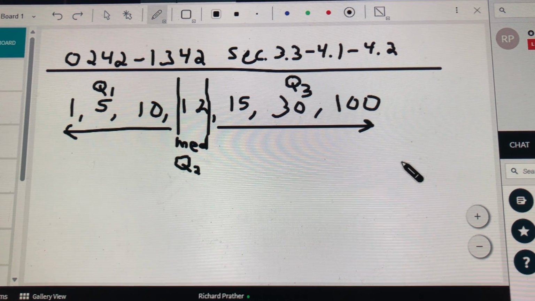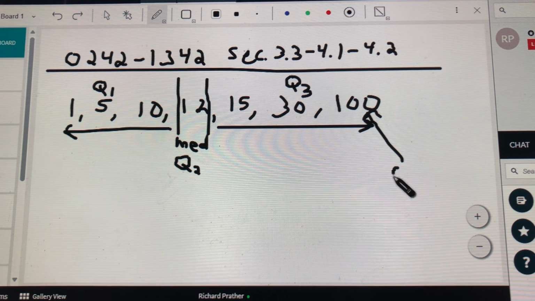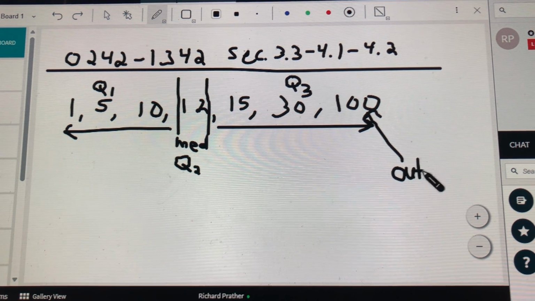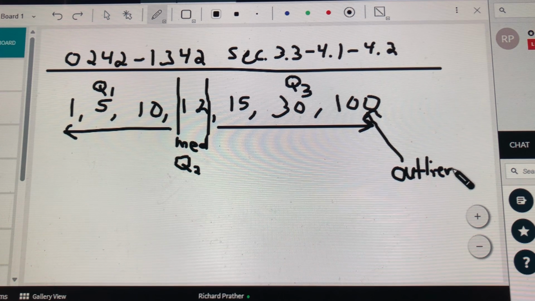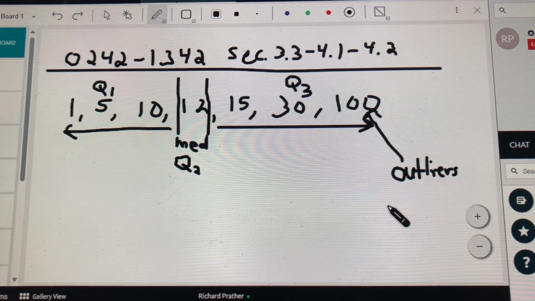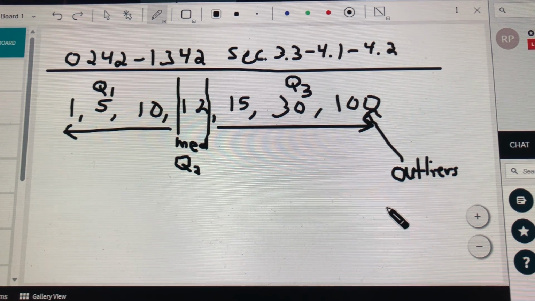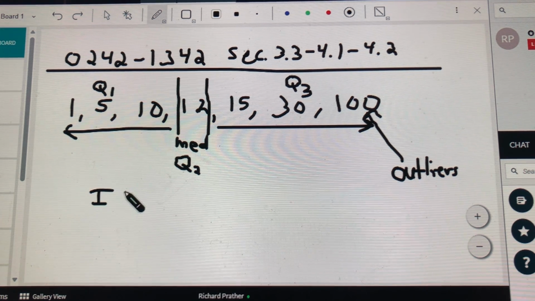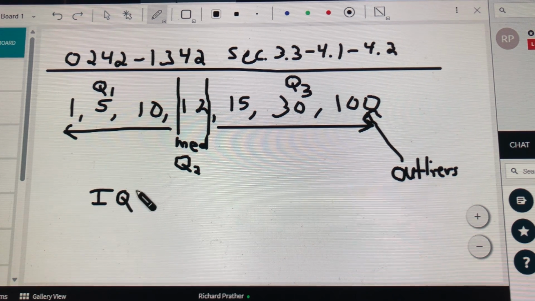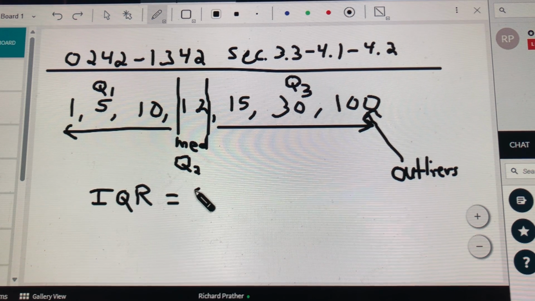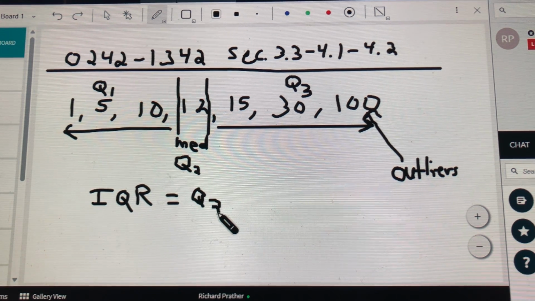Because you can get outliers, this 100 right here is probably an outlier because it's way bigger than all the other numbers. All the other numbers are like 1 and 5 and 10, 12, 15, 30, and then there's a big jump from 30 all the way to 100. So because outliers can greatly affect calculations, there's one called interquartile range, IQR for short, interquartile range, where you take Q3 and subtract Q1, which is what this first homework problem is asking about.